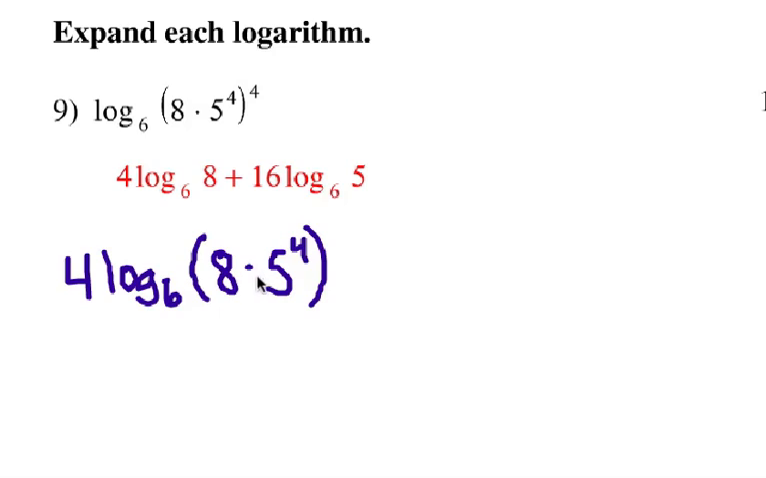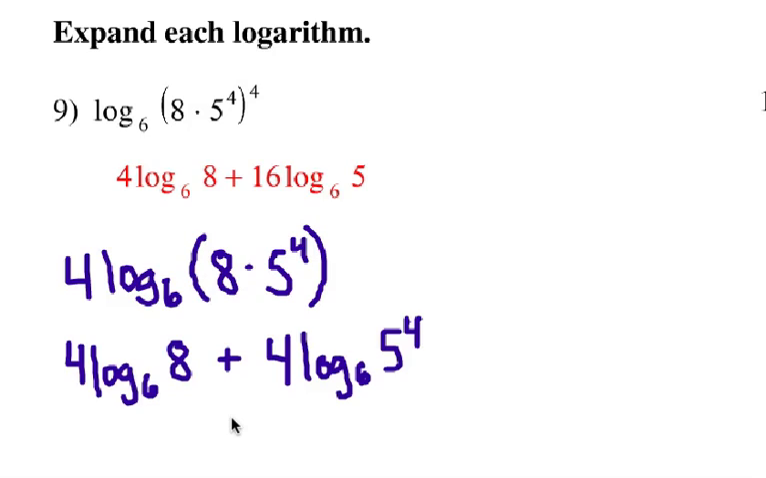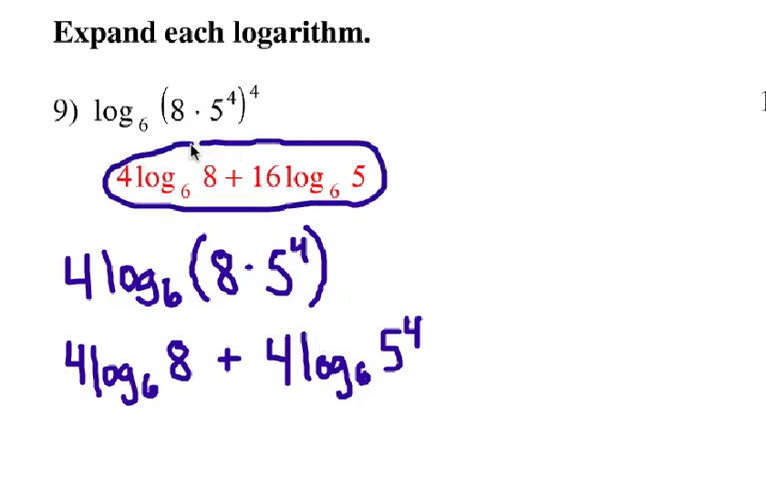And we know that this multiplication inside here, this product, turns it into an addition problem. So now it looks like this. That 4 is actually going to be written in twice because we're just separating it out here, and we have an 8 here and a 5 to the 4th here. The final step then, of course, is to take that 4 exponent and move it to the front, and now it's 4 times 4. So that's why it becomes 16 right there, and here's our final answer.